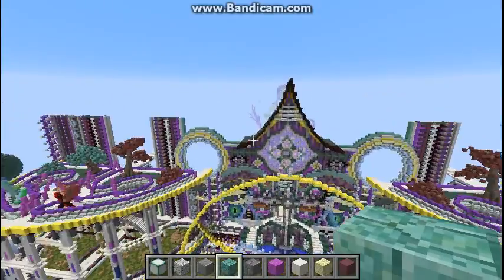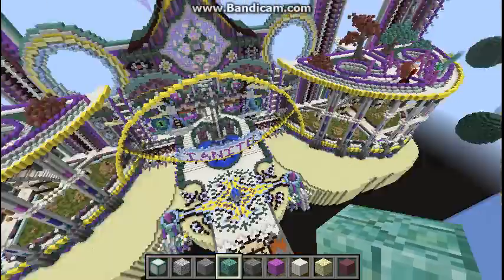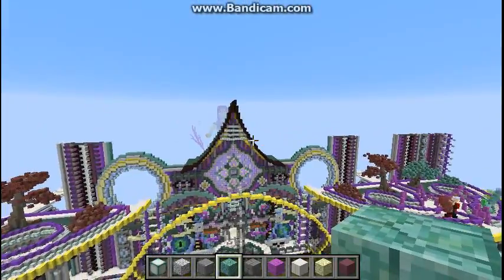Like, say a room or something for the roof or something to make this less flat. Feel free to leave it in the comments.